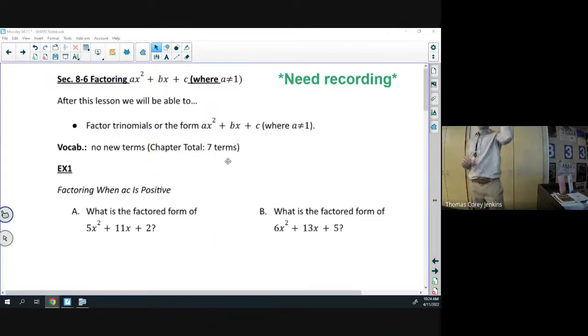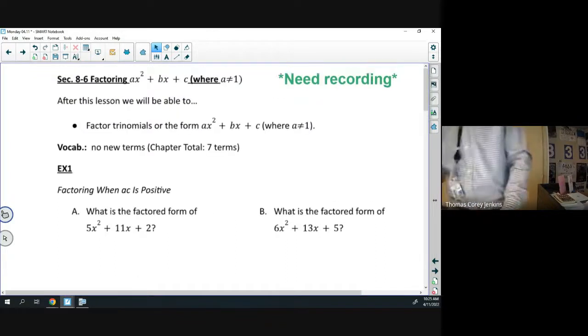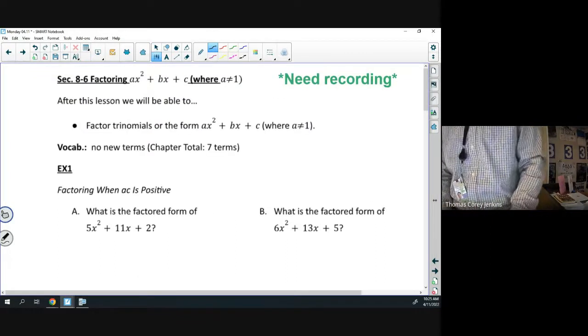Okay, if you look at 1a, it says 5x squared. So these are a little bit different, but the good news is that we basically use the same strategy. Okay, we try to break up that middle term and then factor by grouping. So the difference is when we think about what adds to this and what multiplies to that, we don't just look at B and C anymore.